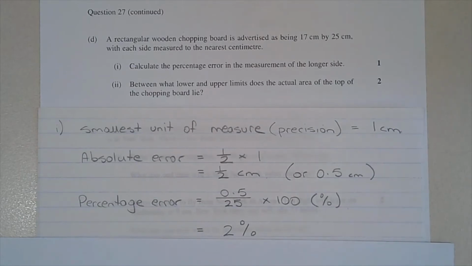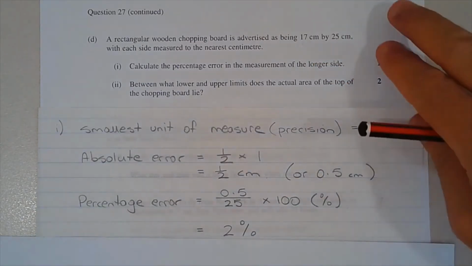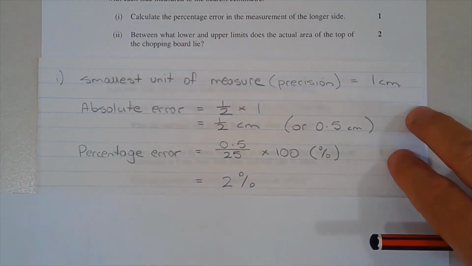So for part 2, between what lower and upper limits does the actual area of the top of the chopping board lie? And to work that out, we need to know or work out the lower and upper limits of both the width and the length. And to work that out, we need to apply the absolute error.